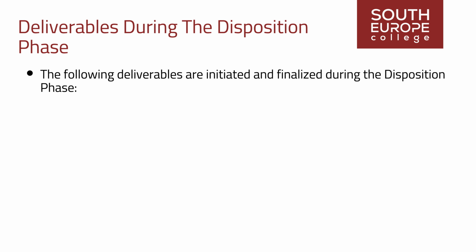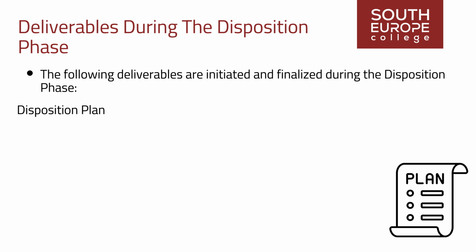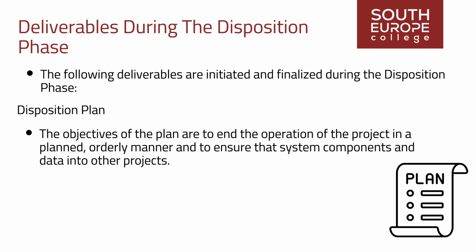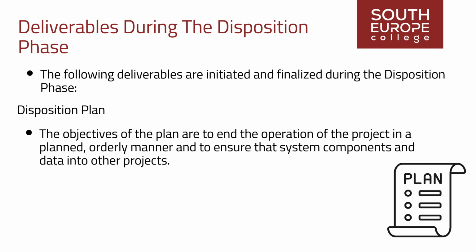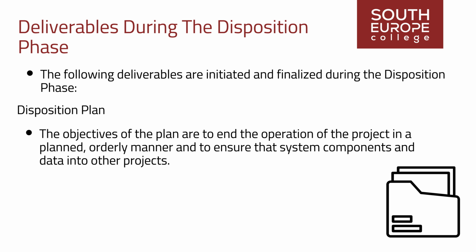The following deliverables are initiated and finalized during the disposition phase. Disposition Plan. The objectives of the plan are to end the operation of the project in a planned, orderly manner, and to ensure that system components and data are properly archived or incorporated into other projects. All concerned groups need to be kept informed of the progress and target dates.